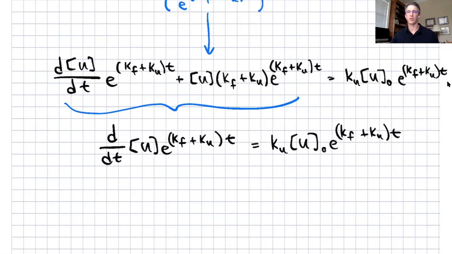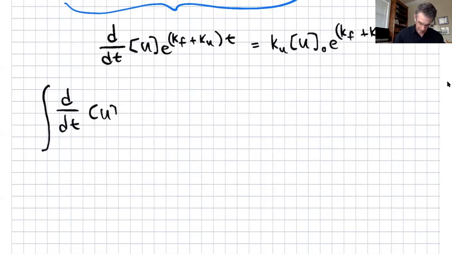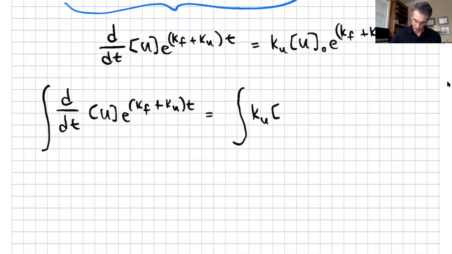Again, we're solving a differential equation here. Generally, that's going to involve integration. Well, integrating that is not so bad, right? Especially over here on the left side, because now all we got to do is run that integral of d/dt of u e to the (kf plus ku)t. It's now going to equal the integral over here of ku u0 e to the (kf plus ku)t. Well, the solution to that on the left side is trivial, right?